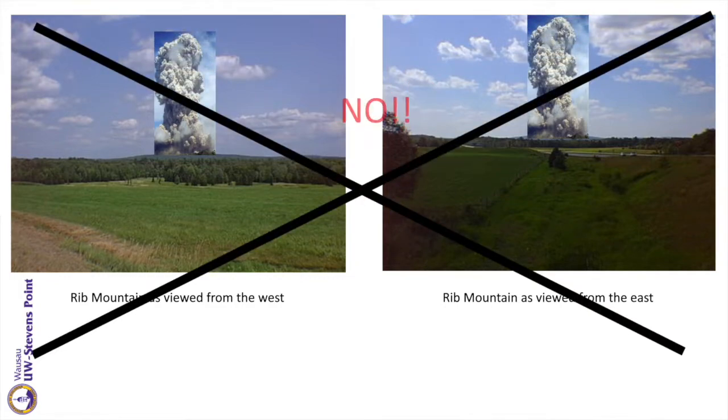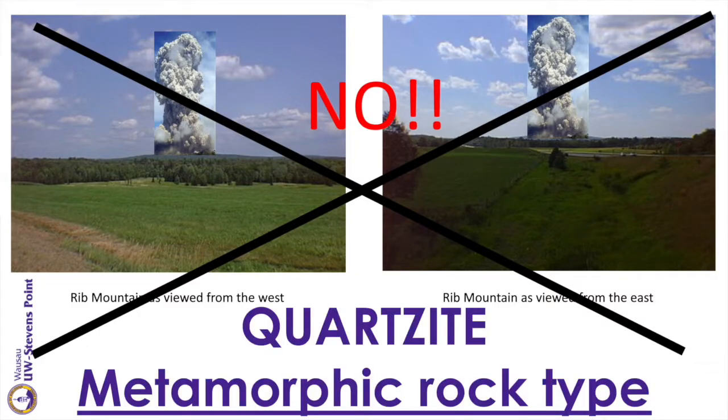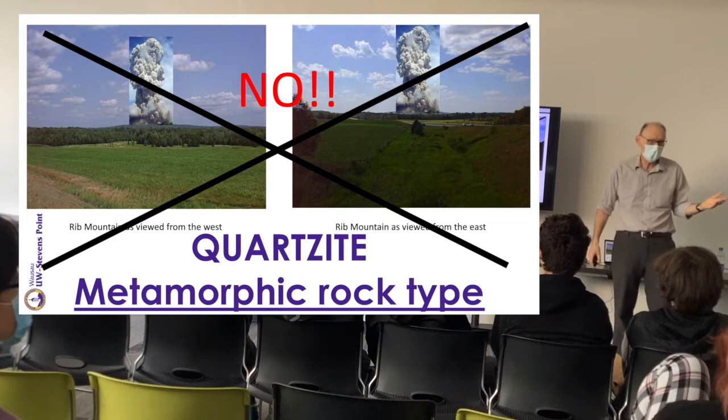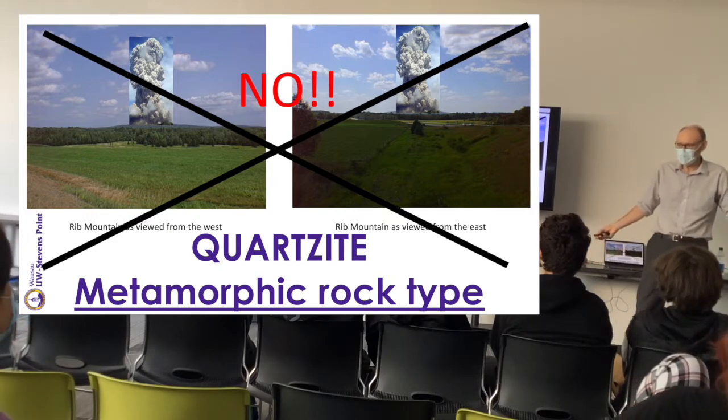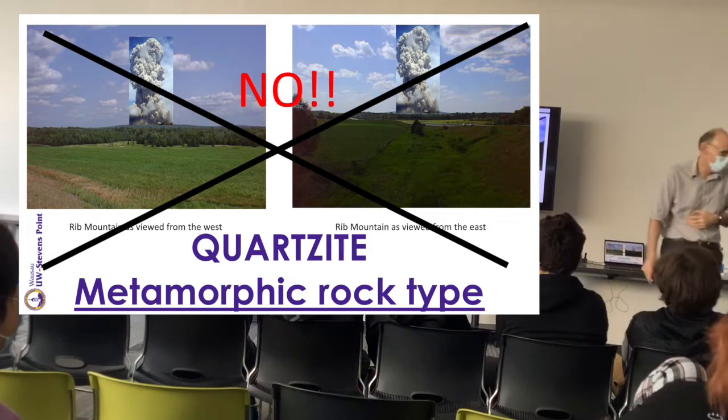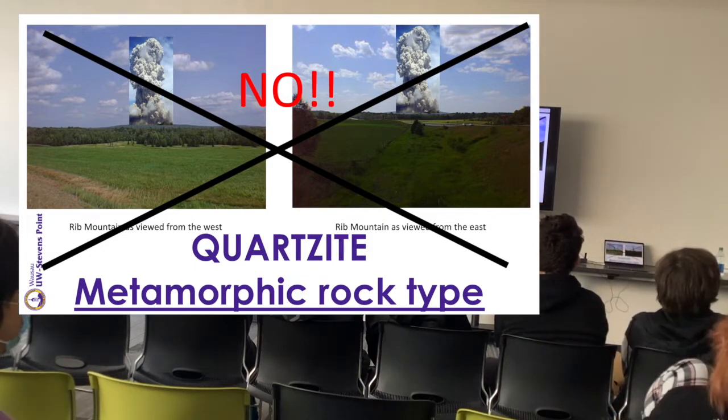But now, it's made of quartzite. What kind of rock is quartzite? Metamorphic, right? It's not volcanic at all. It's metamorphic. Oh, it says it right there. You are smart.